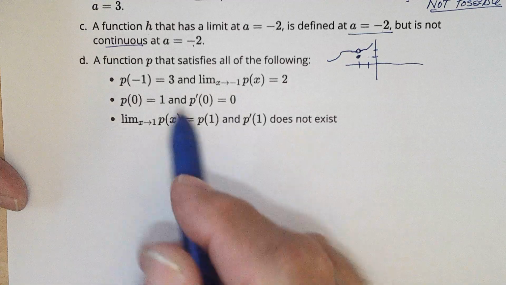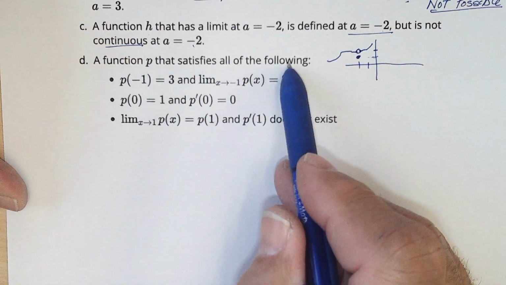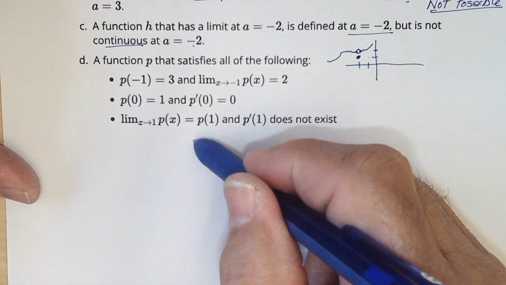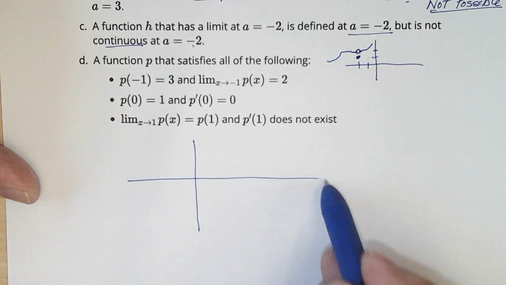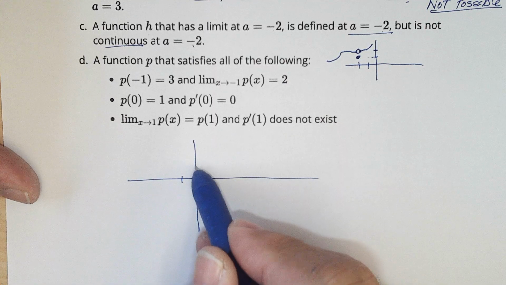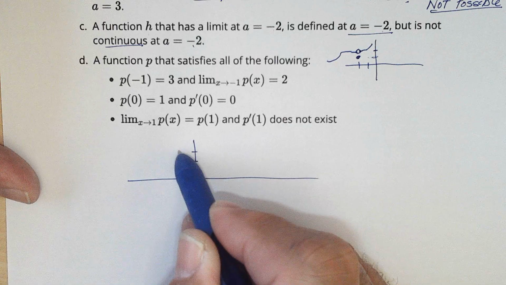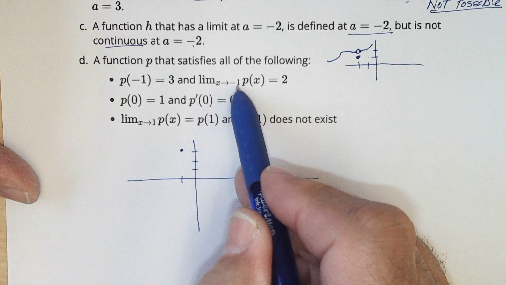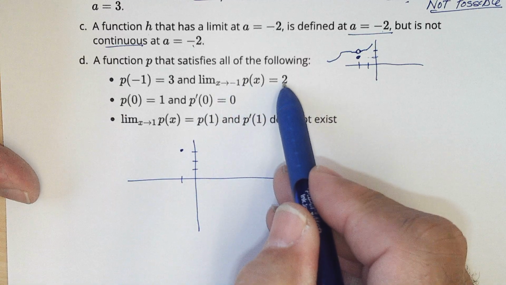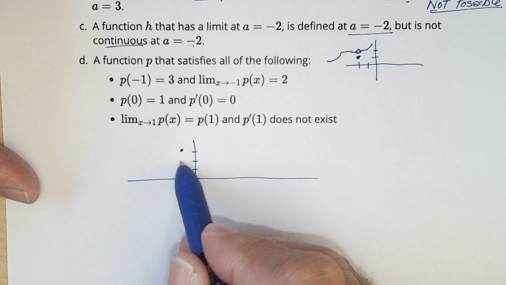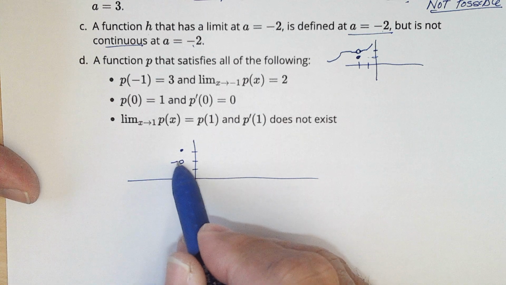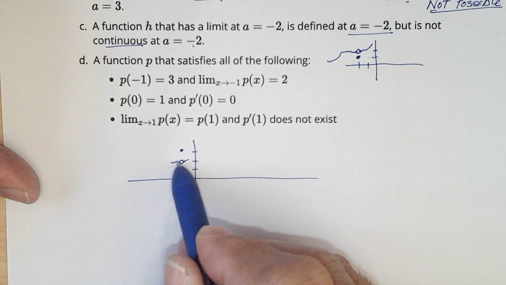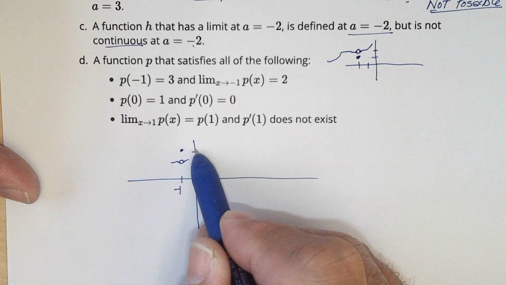Okay, D, a function P that satisfies the following. It has a value, so I'll draw a picture of P. At -1, it's 3. The limit as we approach -1 is 2. So as it gets closer and closer to -1, it's going towards 2, but then it has a value of 3.